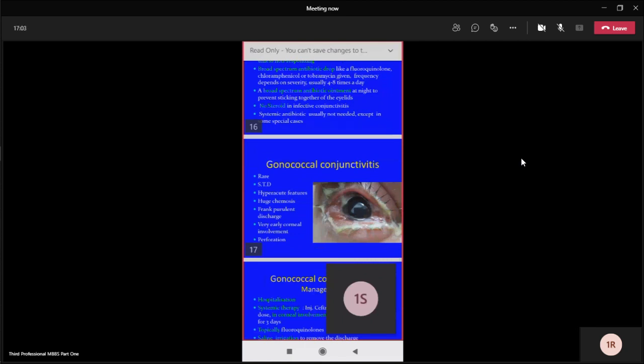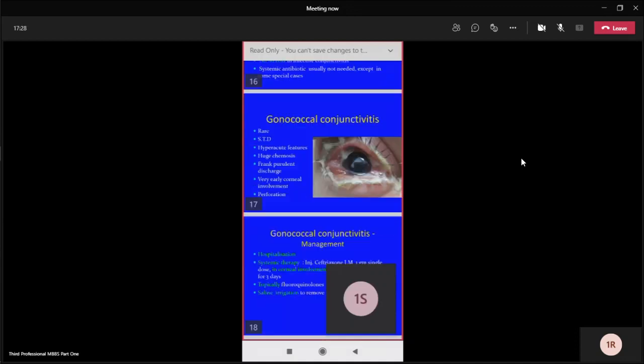Next is gonococcal conjunctivitis. It is a sexually transmitted disease. Nowadays, it is very rare. It is very hyperacute, with features like severe purulent discharge, severe congestion, huge chemosis, and very early involvement of the cornea. And a common complication is corneal perforation.